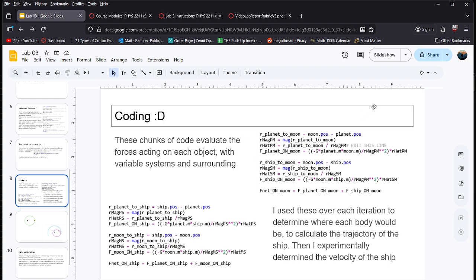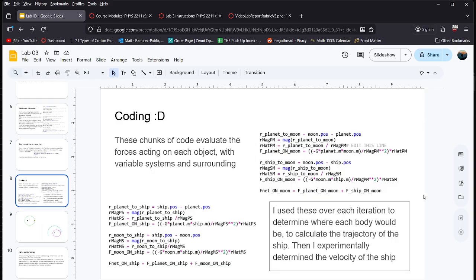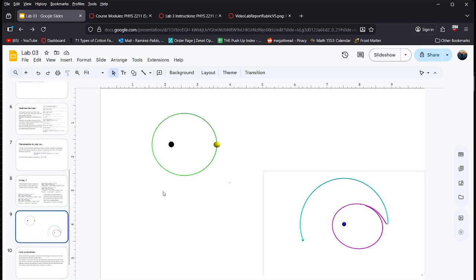These chunks of code evaluate the forces acting on each object in the second part of the experiment, with variable systems and surroundings. It just depends on which one you're calculating for. I use these over each iteration to determine where each body would be to calculate the trajectory of the ship. Then I experimentally determined the velocity of the ship. This is what the code runs for the first part of the experiment, and this is what the red code runs for the second part of the experiment.